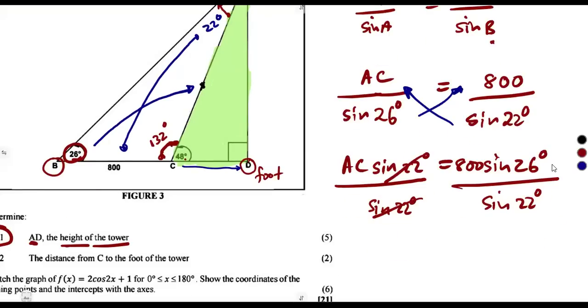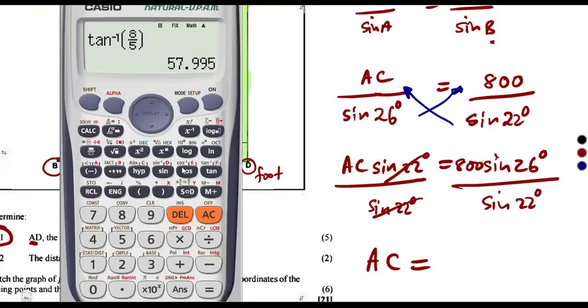This is our AC. So our AC was going to be, you simplify the whole of this part as it is on your calculator, this is you and your calculator, guys. You have your fraction. Remember, I already have fixed my calculator to 3 decimal places. So this is 800 sine 26, close the bracket to the denominator, sine 22, just like that.